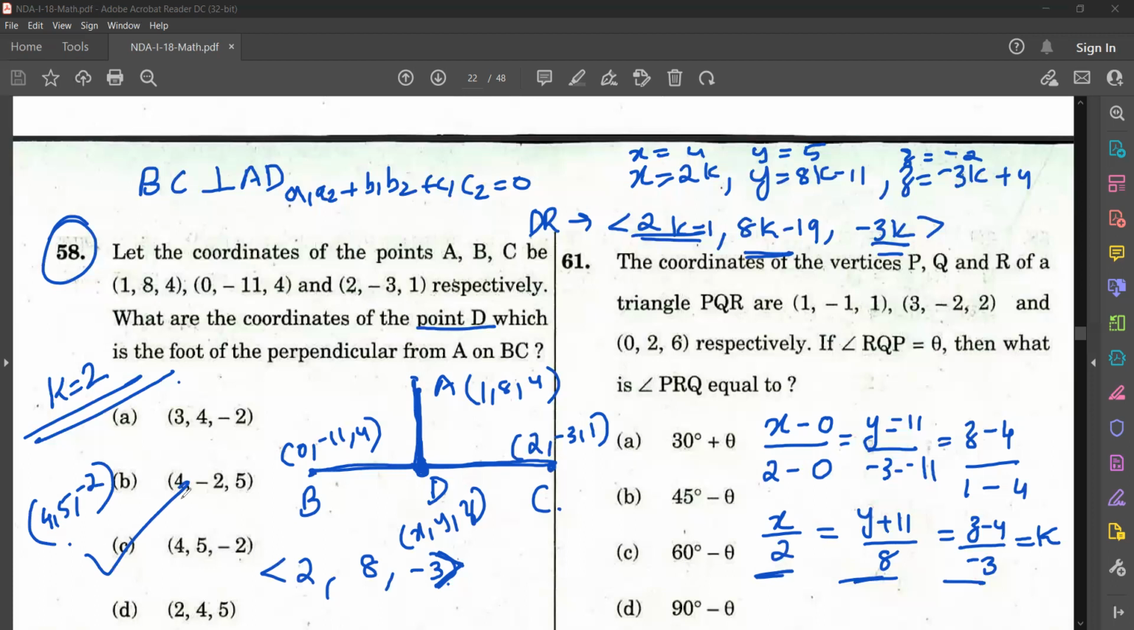Once you know the basic equation for a 3D line, you will be able to solve this. If two lines are perpendicular, with direction ratios a1, b1, c1 and a2, b2, c2, then a1a2 + b1b2 + c1c2 = 0.